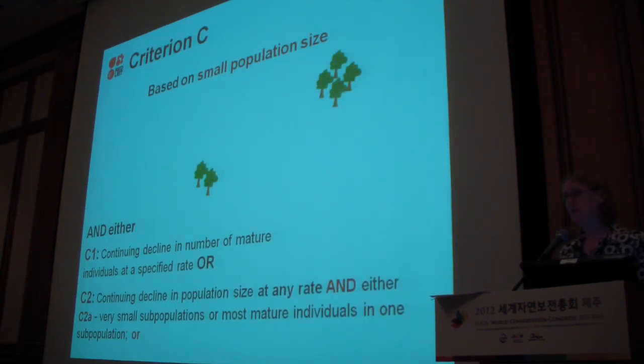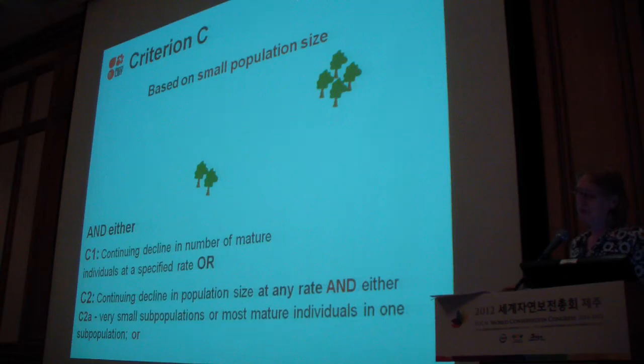Alternatively, if you don't have the data to say what the rate of decline is, but you do know there is a continuing decline going on, you can see that the population is declining, you just have no idea what rate, how fast it's going, you can use criterion C2. It's much more common for people to use criterion C2, but people do use C1. If they have data, use C1.